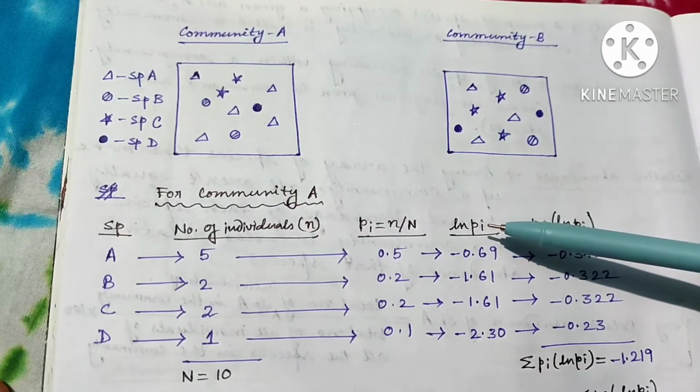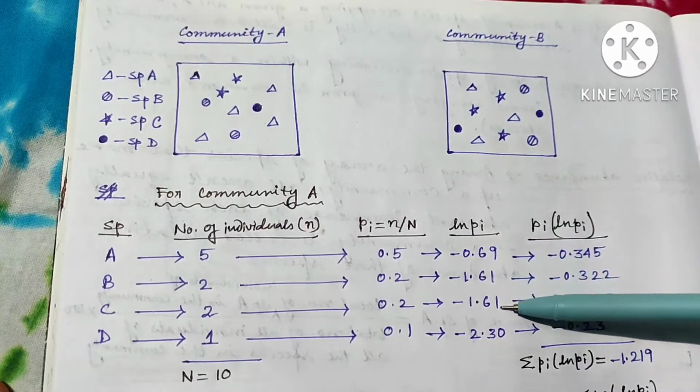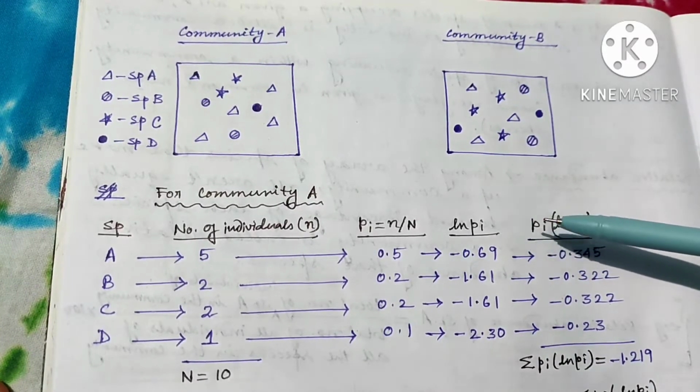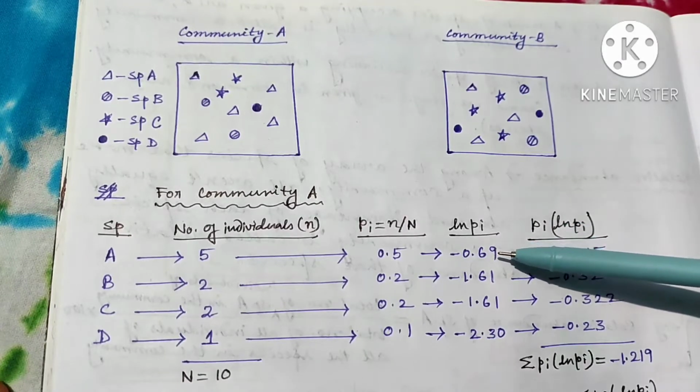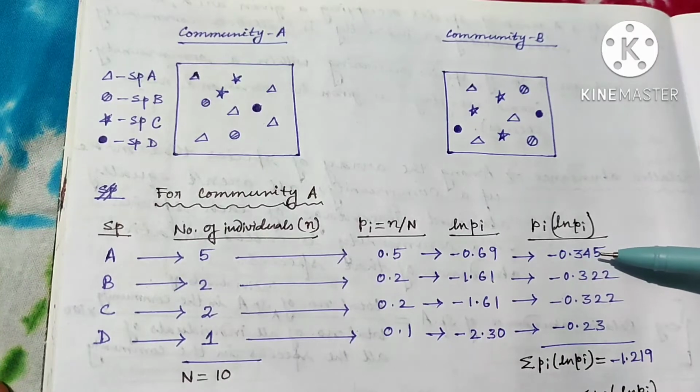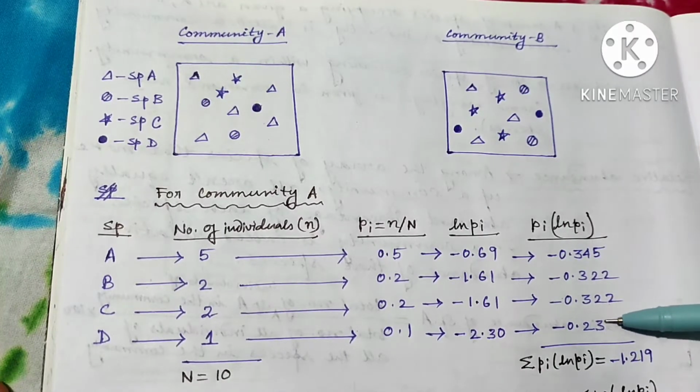Now, with the help of a calculator, you can find out the value of ln pi, the natural log of pi. The value is given here, and then multiply the ln pi with the pi, that means multiply minus 0.69 into 0.5 and we get the value minus 0.345. And similarly we have got these values.